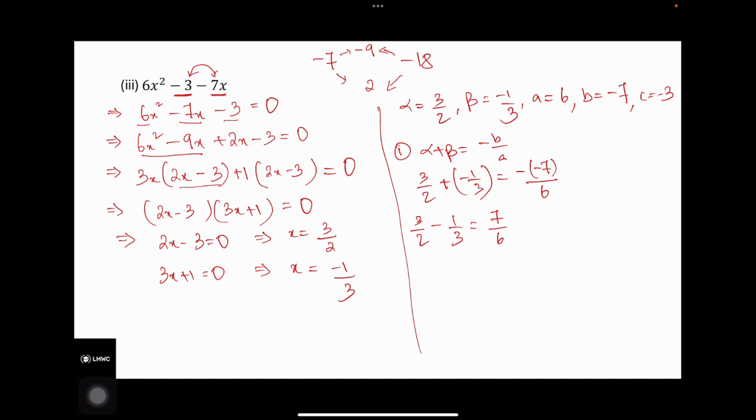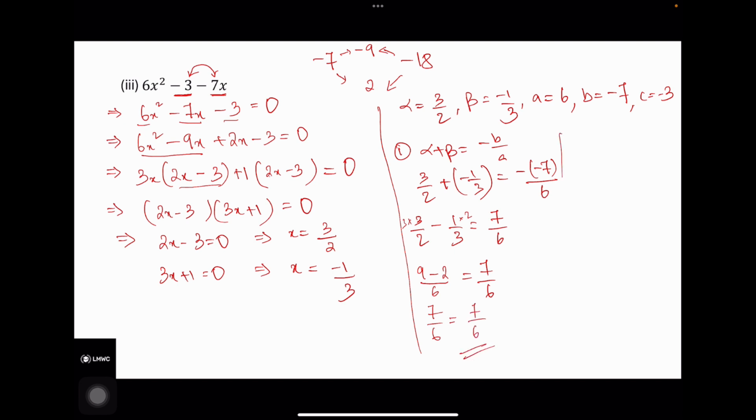So 3 and 2, the denominators are 3 and 2. If you take the LCM, it will be 2 times 3, 6, which means you have to multiply 3 over here. 3 times 3 is 9. And here 3 times 2 is 6, which means I have to multiply 2 over here. So 1 times 2 is 2, which is equal to 7 by 6. So 9 minus 2 is 7 by 6, and hence LHS is equals to RHS.